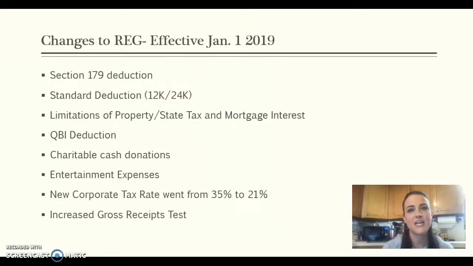As far as the changes to REG, I'm not going to go over each of these changes. We've all had income tax at this point, and most of us have taken or are taking advanced income tax. So it would be kind of redundant for me to go through all of these with you, but just know that everything that the Tax Cuts and Jobs Act changed will be tested on now moving forward.